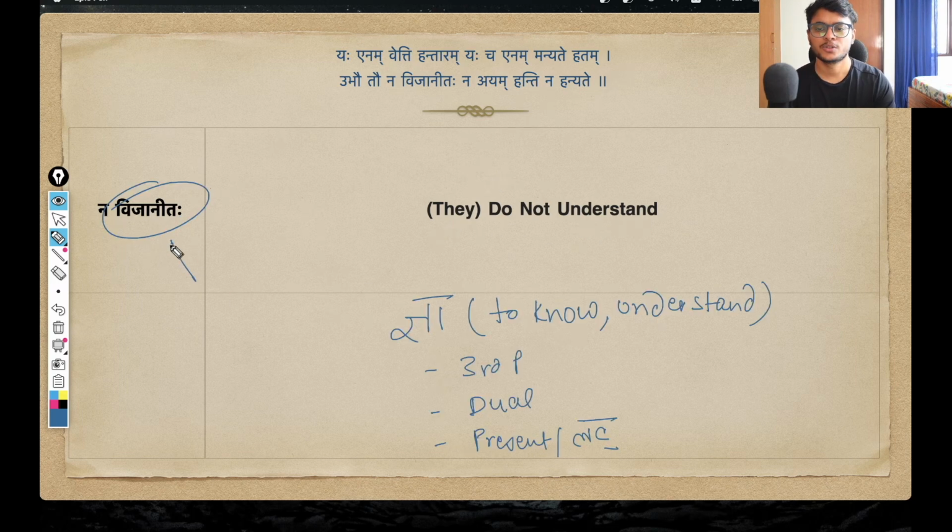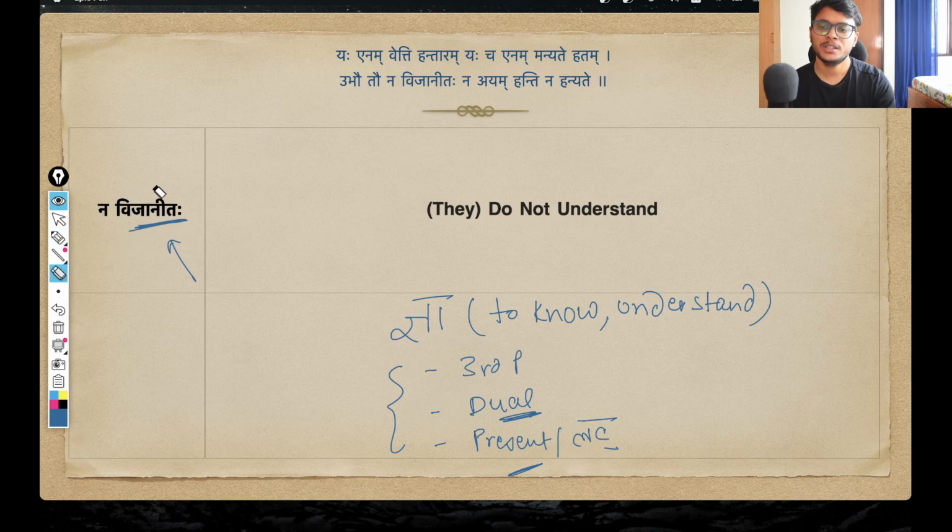Simple as that. This particular kriya pada is coming from the jna dhatu, which means to know or to understand, to know something in that sense. The form here is third person, so we are talking about some he, some she, they in that sense. Dual, as I told you, it is in dvivachanam, and present tense, that is lat lakara in Sanskrit. So jna in these 3 properties becomes janitaha.